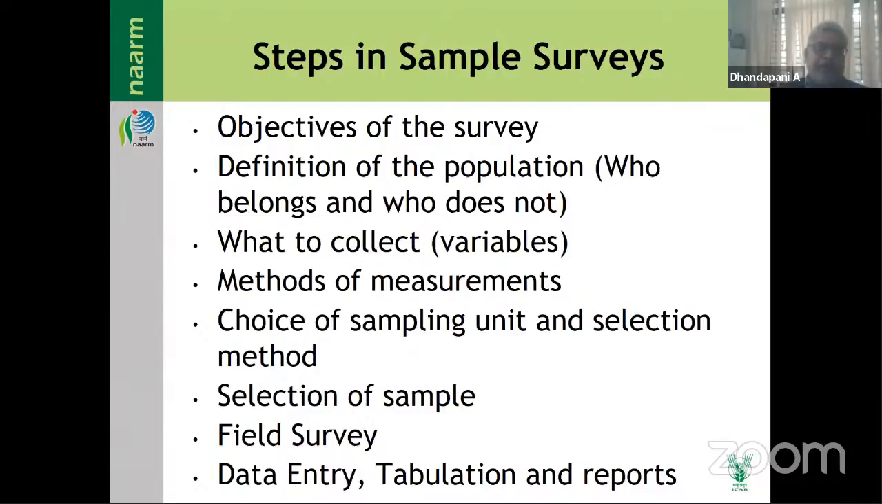How do you select? That is the physical part: once I have decided, okay, this is how I'm going to select, then how do you actually do this? That, again, I will touch upon in the afternoon: how you can do this using software, or even in Excel. That is the actual selection of the sample. So we will see that.